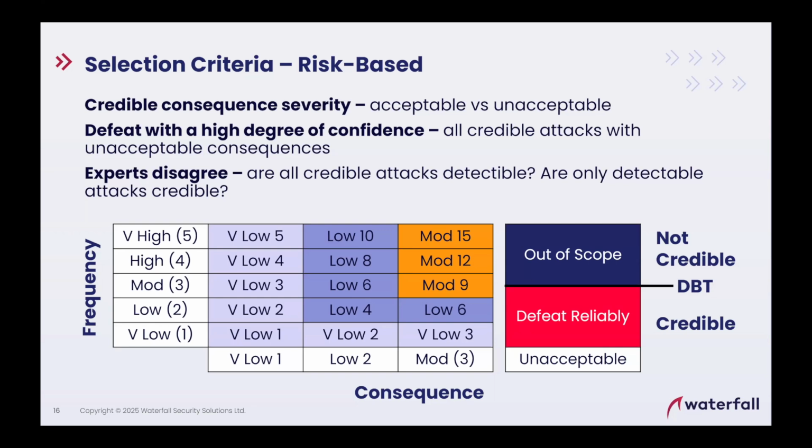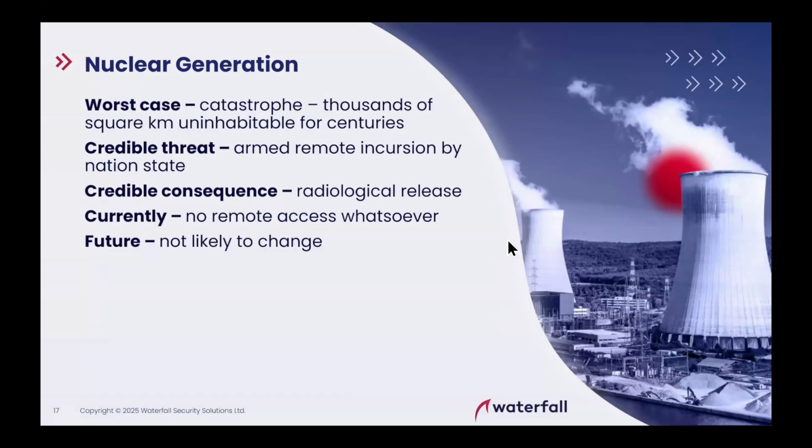And so this is sort of the context. Again, every organization has different thresholds; these words mean different things to different organizations. But let me give you some examples now. Extreme example, nuclear generation. What is the worst case outcome? It's a catastrophe. It's not a disaster.